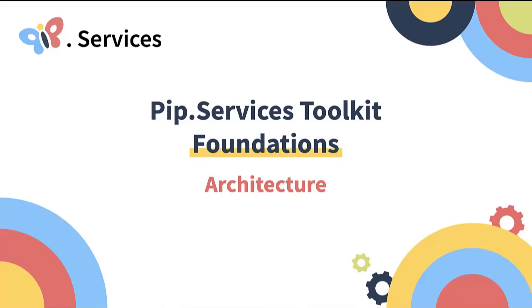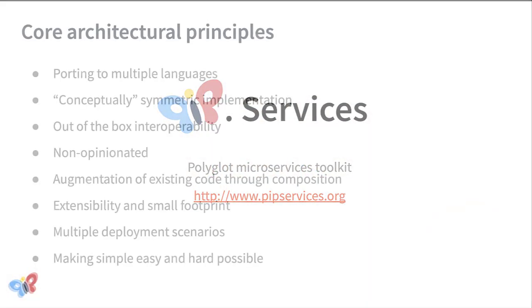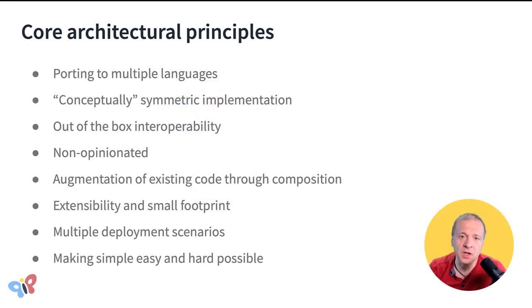Pip.Services Toolkit is one of a very few technologies that allows building microservices in different languages and then deploying them on a variety of platforms. When we architected it, we followed a few core principles.